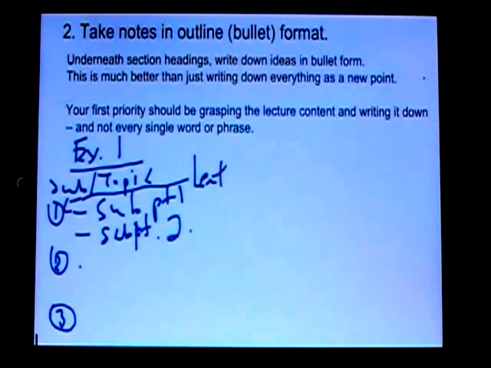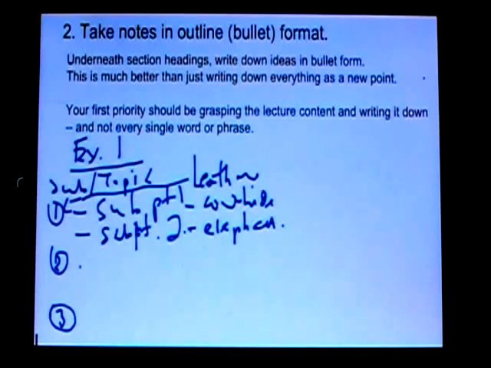So under leather, you have subpoint 1, which is cowhide, which is good leather, or subpoint 2, elephant hide. So you can make shoes out of cowhide or elephant hide, and these make up the subpoints for the point of leather. Now this would be right.